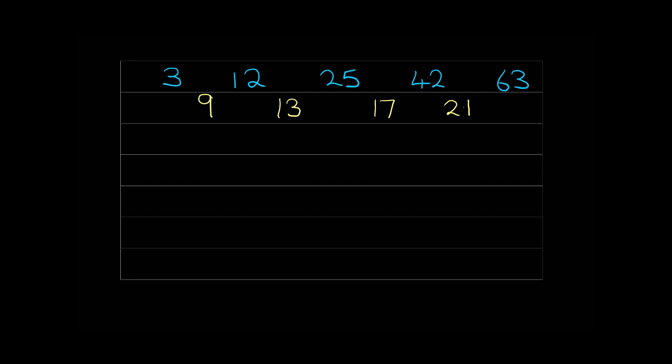What we're now going to do is repeat that process, but with our new set of numbers. 13 take away 9 gives us 4. 17 take away 13 gives us 4. 21 take away 17 gives us 4. So this is a bit more like what we're expecting when we're doing an arithmetic.